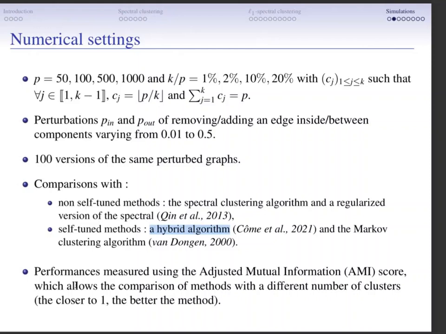The performances were measured using the Adjusted Mutual Information score, AMI. It's a score between 0 and 1, and the closer to 1, the better the method. We chose this score because it allows the comparison of methods with a different number of clusters, which is exactly what we have.